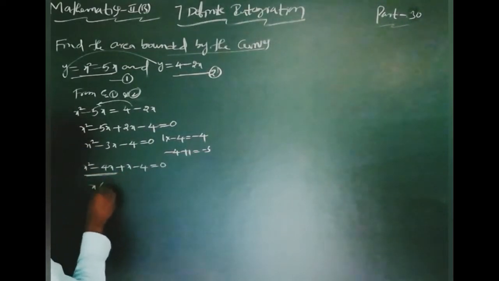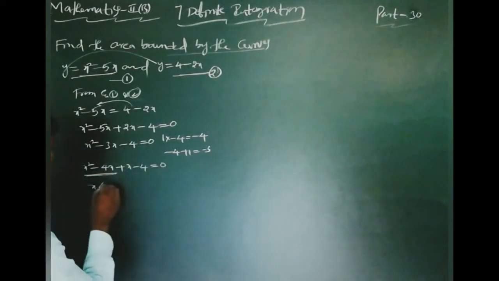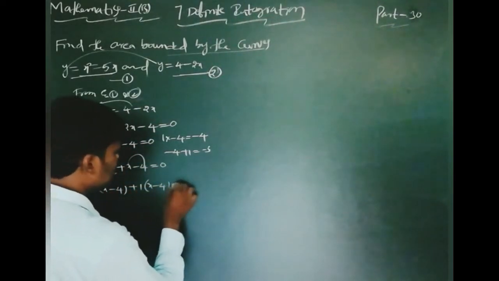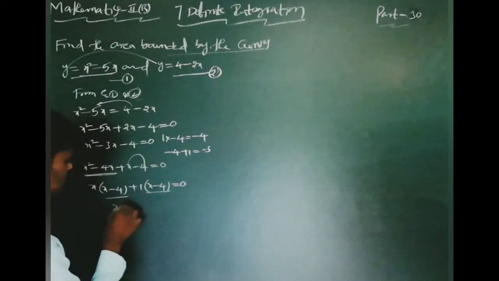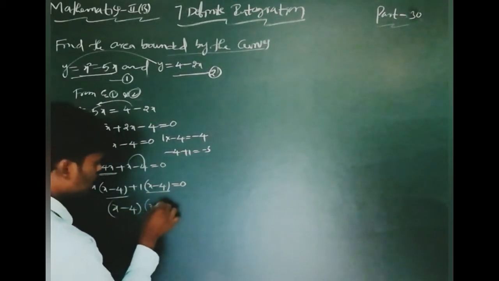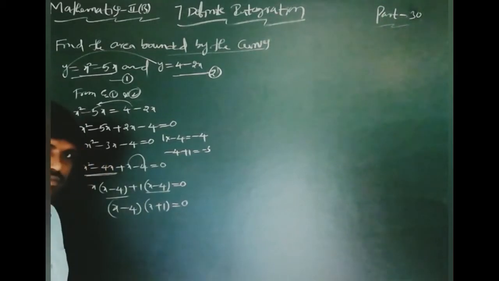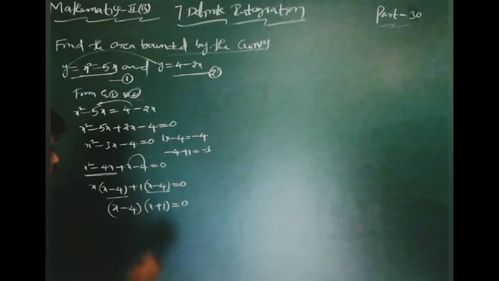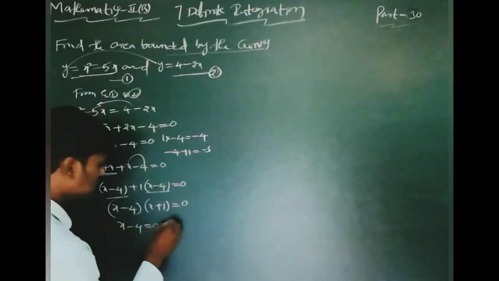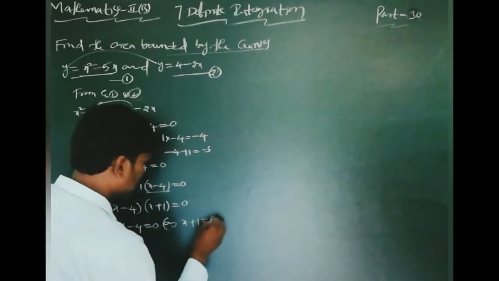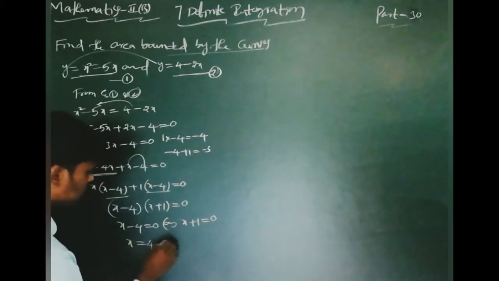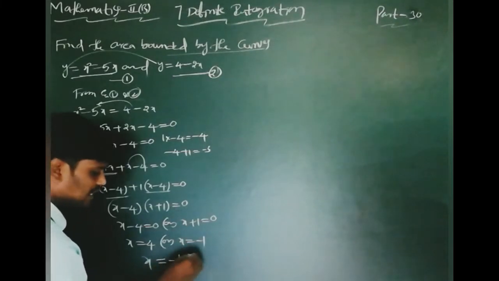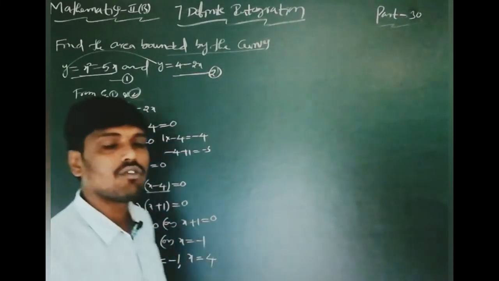In these two terms you can take common x minus 4. In these two terms you can take common 1, x minus 4 equal to 0. Taking x minus 4 common, you get x plus 1 equal to 0. After that x minus 4 equal to 0 or x plus 1 equal to 0. X is equal to 4 or x is equal to minus 1. Therefore one limit is x is equal to minus 1, another one is x is equal to 4.